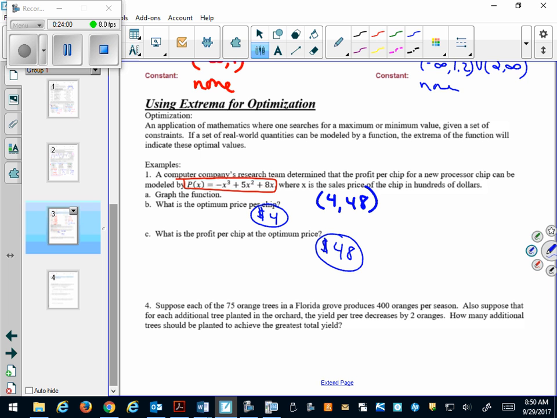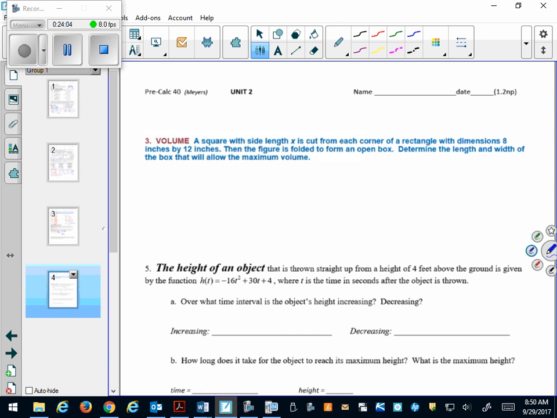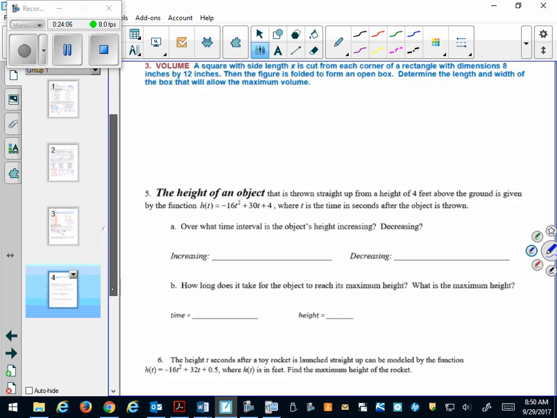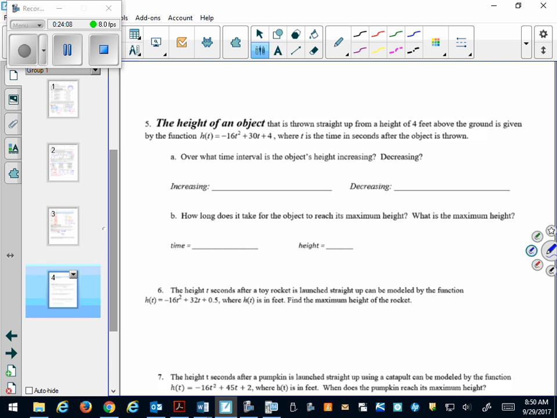Okay. I'm going to skip because we're running out of time, and I'm going to skip to this height of an object. I think you've done these. Have you done this before last year? Right? This is a really common quadratic type of word problem. This is a formula.